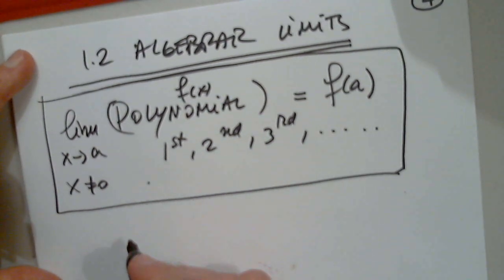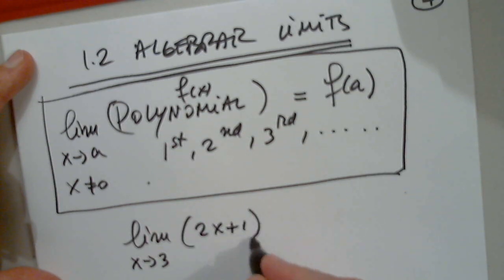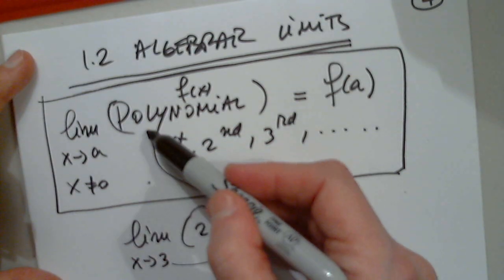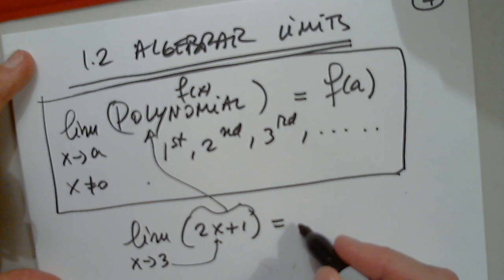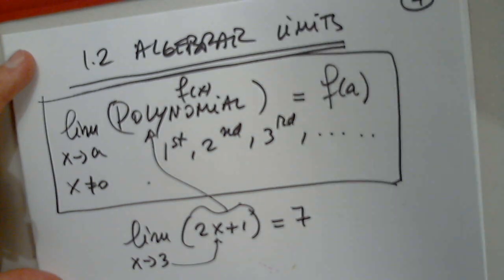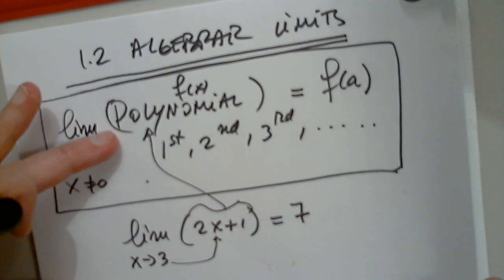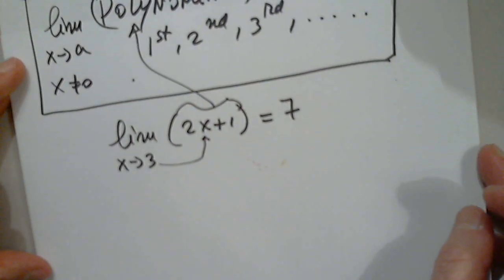Here's an example. If I'm asked to find the limit as x approaches 3 of 2x plus 1, all I have to do is plug in 3. Why? Because this is a polynomial. Can anyone give us the answer? Seven. That's it. Thank you very much. So this happens for polynomials of any degree.